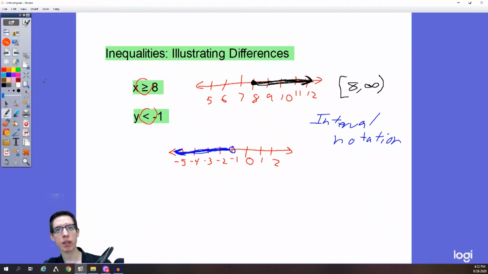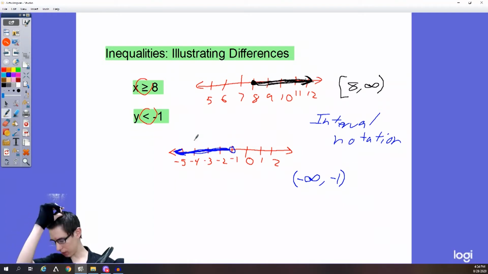And then for the bottom one, y less than -1, we're going to start with a negative infinity symbol. And then we're going to put a -1 here. And we're going to open with parentheses and we're going to close with parentheses.